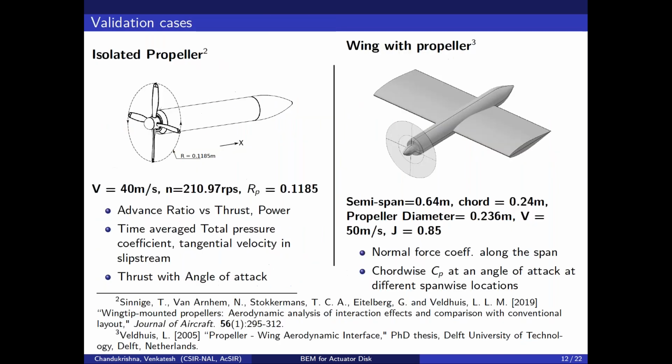To validate this SU2 BEM, we have considered two different cases. One is the isolated propeller case, and the other is the wing with propeller case. The flow details and the geometry are shown here, and the test done is also described here.